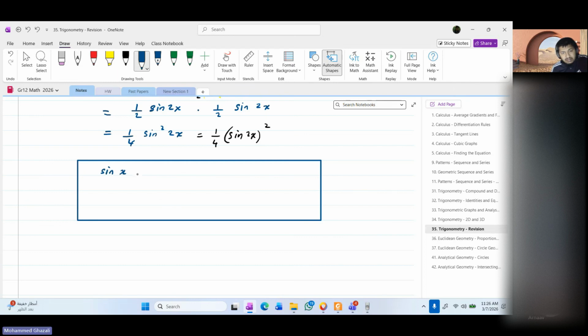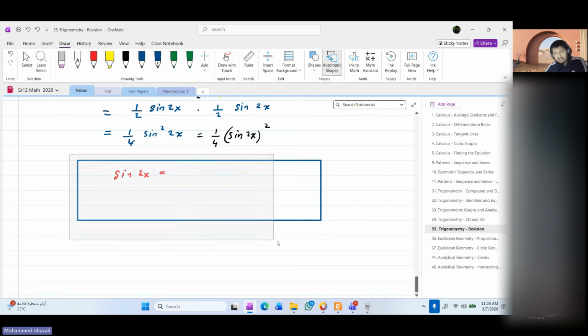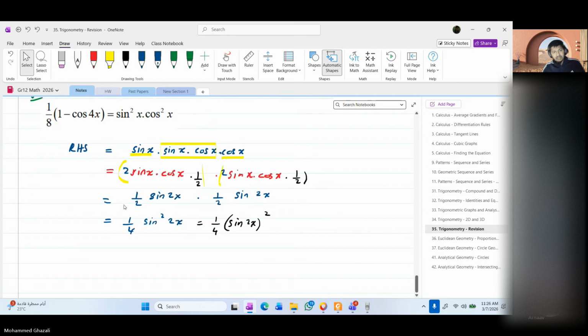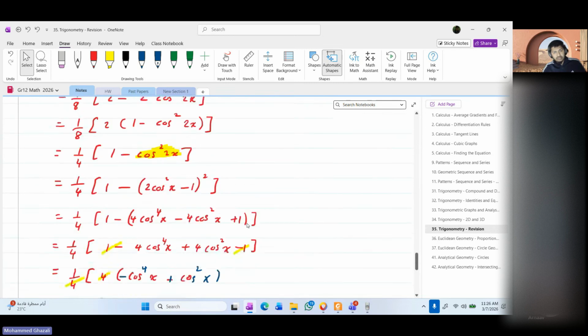Sine x minus y. One second, because sine 2x is supposed to be equal to 2 sine x cos x. Getting stuck here as well. I think that would just suffice here, unless we can change this side into a quarter sine 2x all squared.